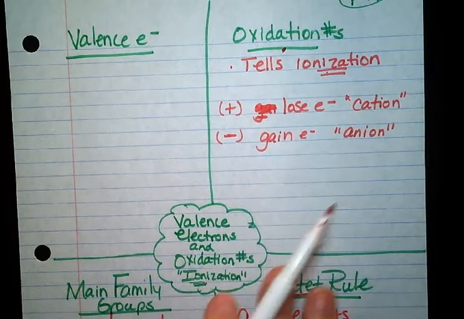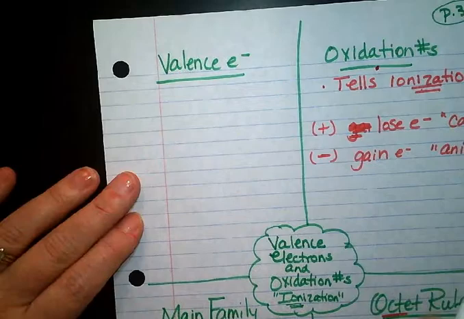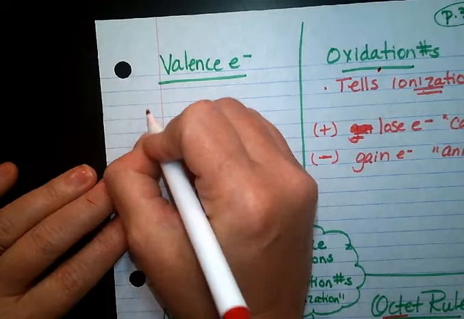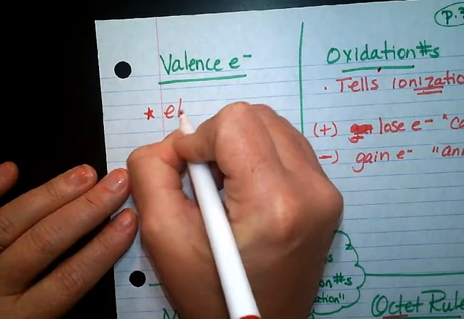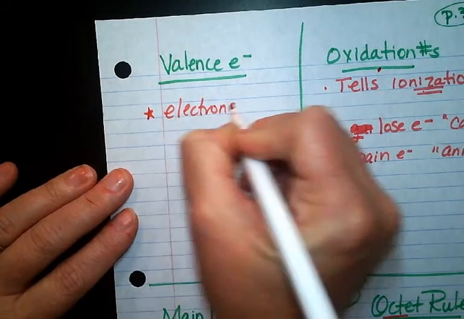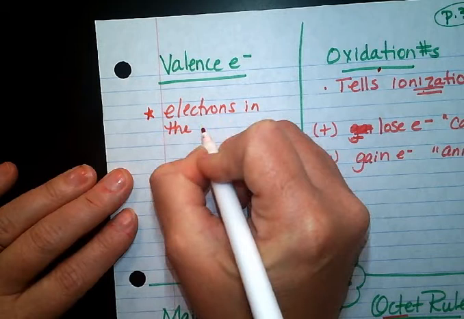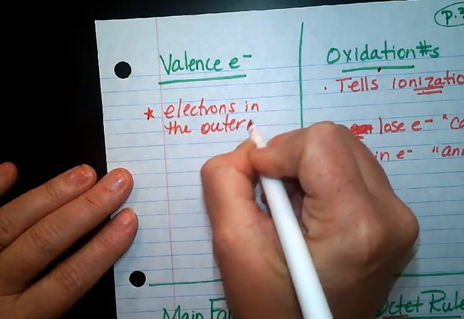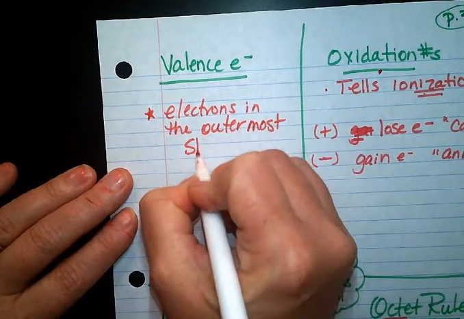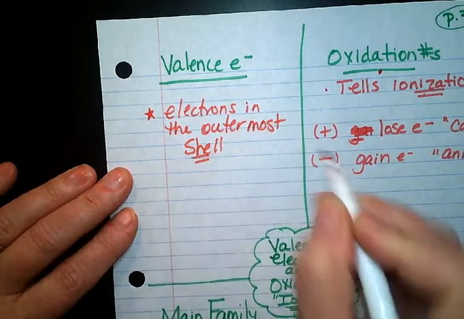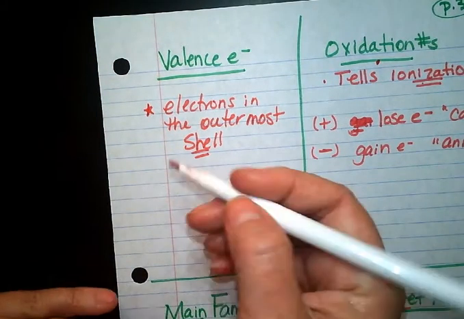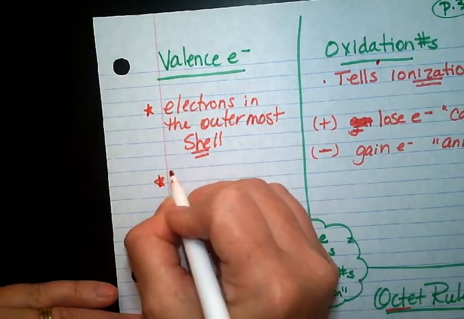And remember, we talked about this before we started, but this is review. Your valence electrons are your electrons in the outermost shell. And when I say shell, I mean your energy level or orbital, sometimes they're called. And these are the ones that are responsible for reacting.